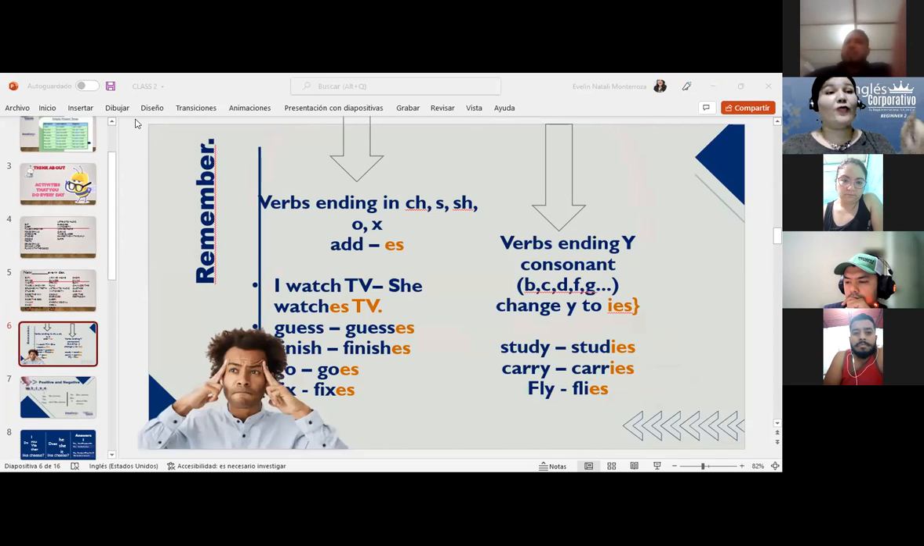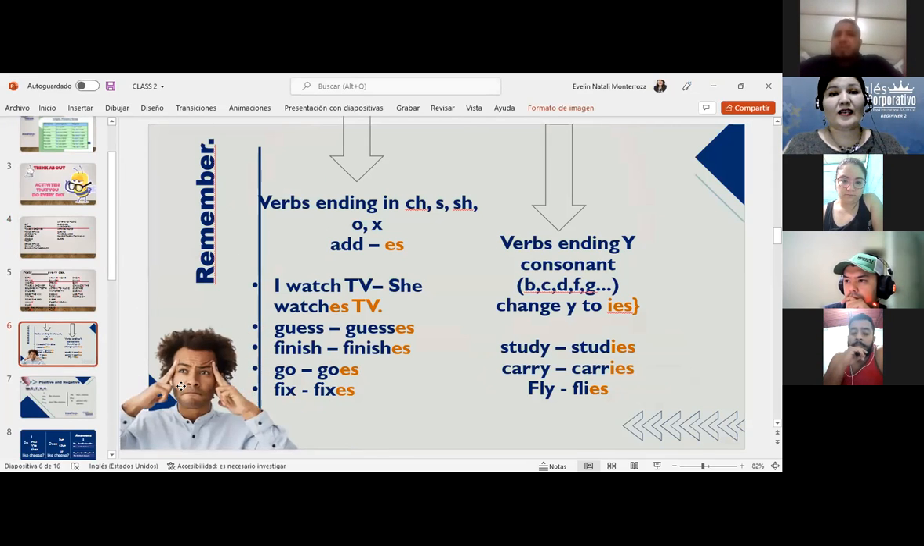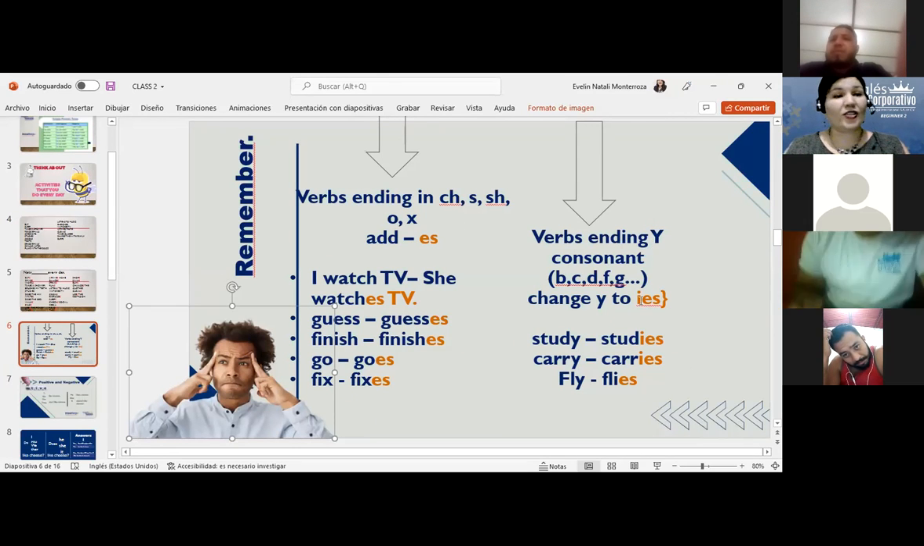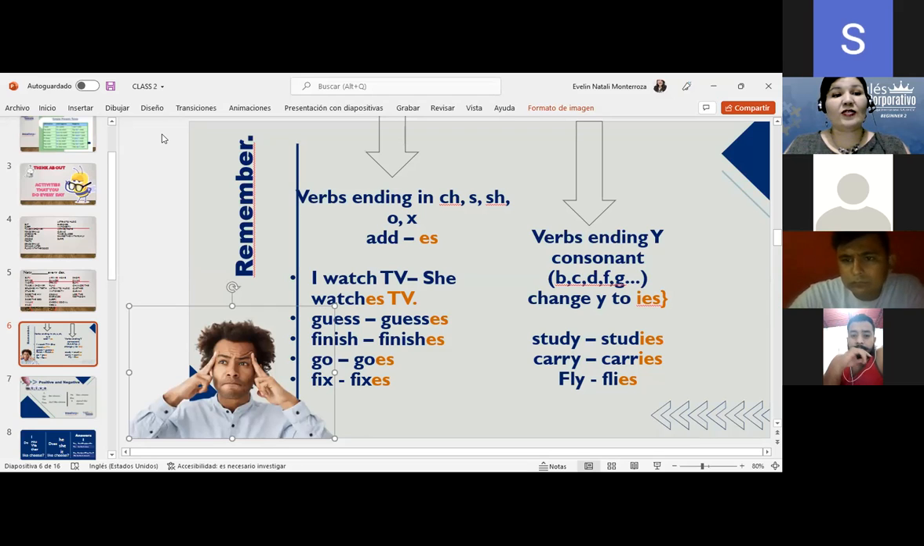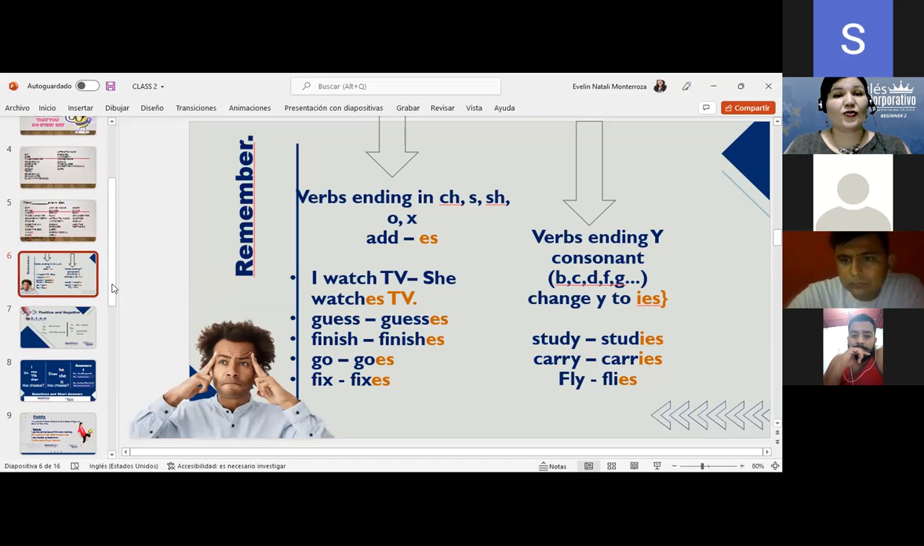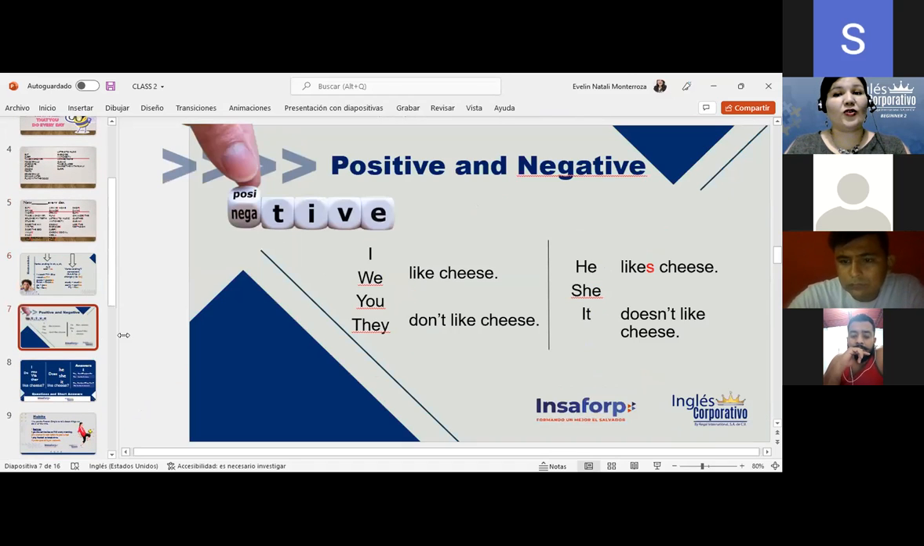And let me just give you this one. These are the different forms that I sent you on the little chart, right? I am going to move my friend here. There you go. All the verbs ending in CH, S or SH, O or X, you have to add ES. The verbs ending in Y, you change to IES. Study, studies, carry, carries, fly, flies, right? And here you have the examples. So be careful not to confuse them when you use them, okay? Make sure that you don't confuse them.